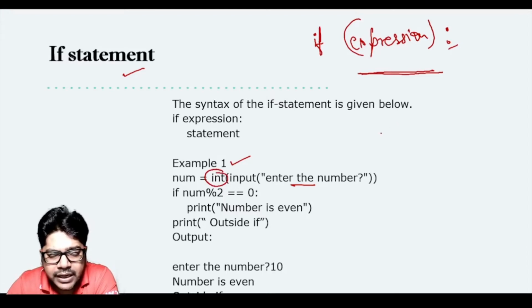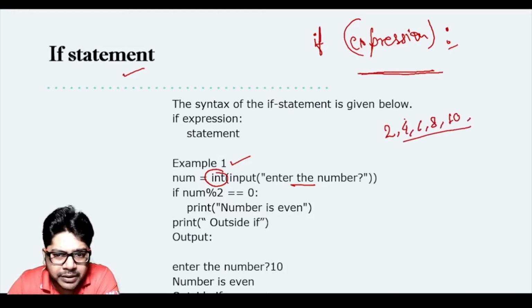So the first thing is that when we talk about even and odd numbers, let's suppose 2, 4, 6, 8 and 10, these are the even numbers, and like that. So some people, when I ask what is an even number, they say 2, 4, 6, 8, 10. Some people say that a number that ends with 2, 4, 6, 8, 0 is an even number.